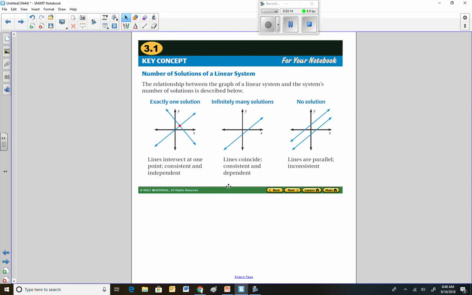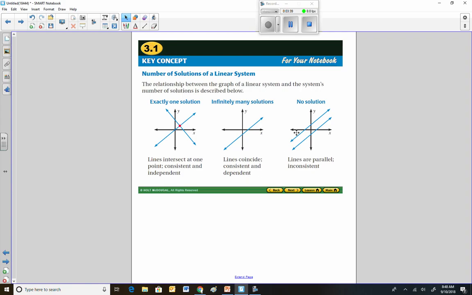All right, now we have to learn a little bit of vocabulary here. If you have exactly one solution, like what we've just been practicing, the lines intersect at one point. It's considered consistent and independent. Now, if you have one line and it lands on top of the other line, that means there's infinite solutions. They're consistent and they're dependent.